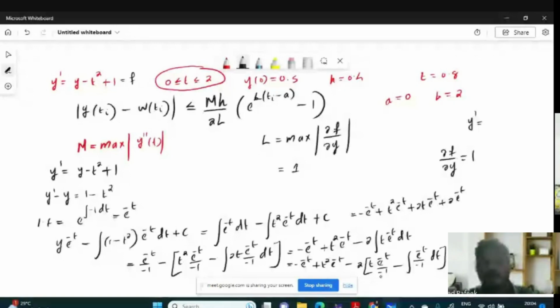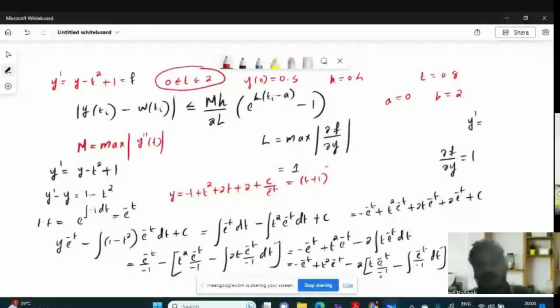Now divide with e raised to minus t. So y equal to, you will write this, y equal to minus 1 plus t square, correct, plus 2t plus 2, plus c divided by e raised to minus t. That equals t square plus 2t minus 1. Minus 1 plus 2 becomes plus 1. t square plus t plus 1. That means t plus 1 whole square, plus c e raised to minus t.